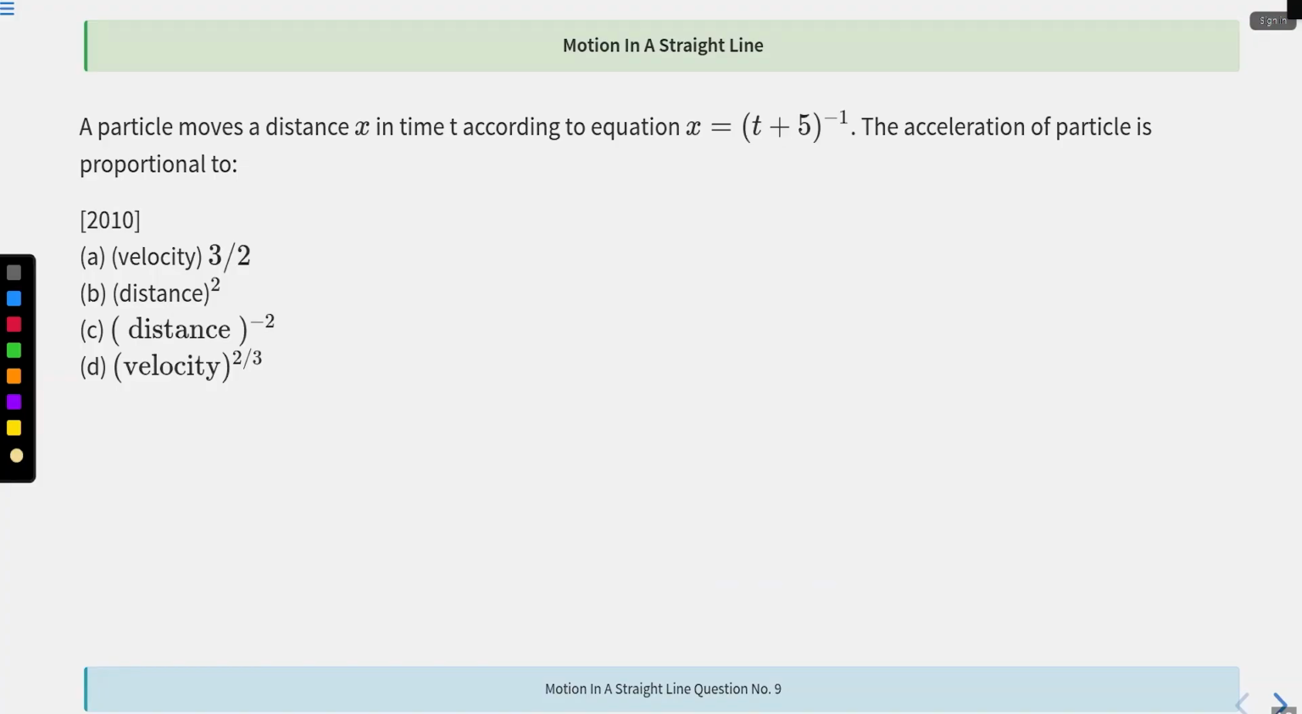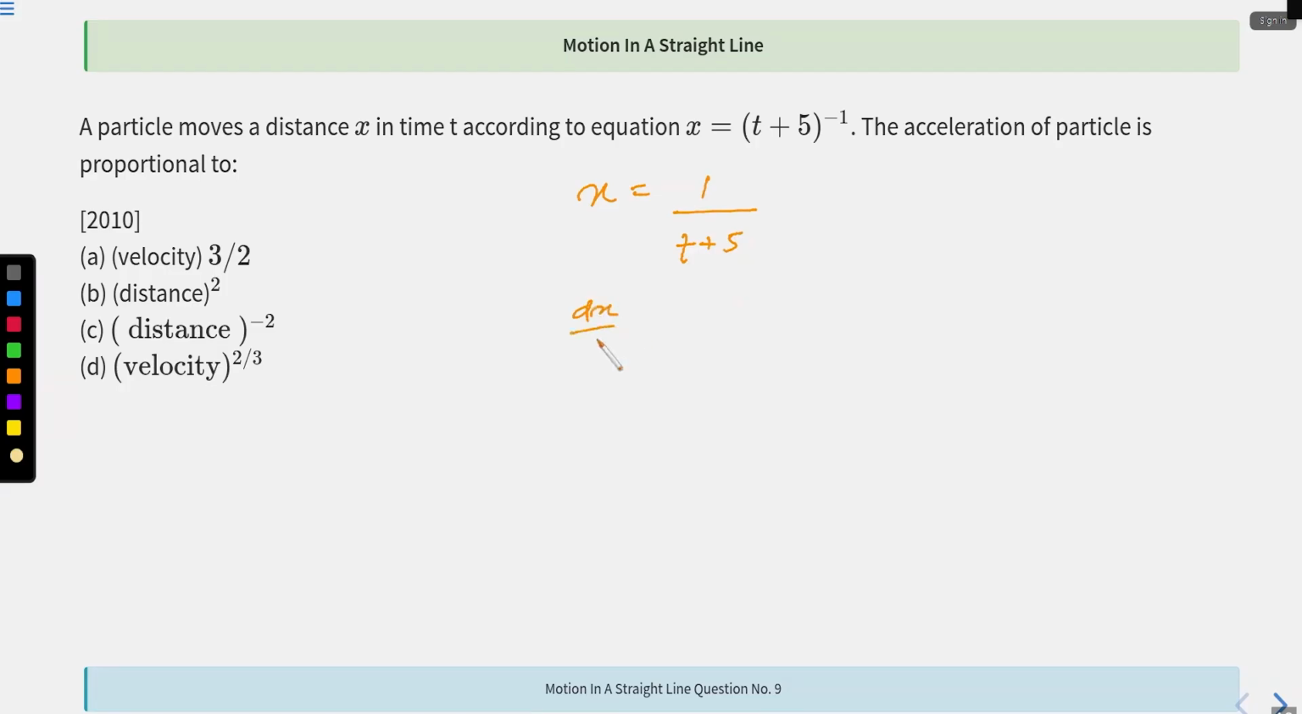All right. A particle moves a distance of x in time t according to the equation. Okay, we have done a lot of questions. The acceleration of a particle is proportional to. Okay, now they have asked us acceleration. So what they have given is that x is nothing but 1 divided by t plus 5.